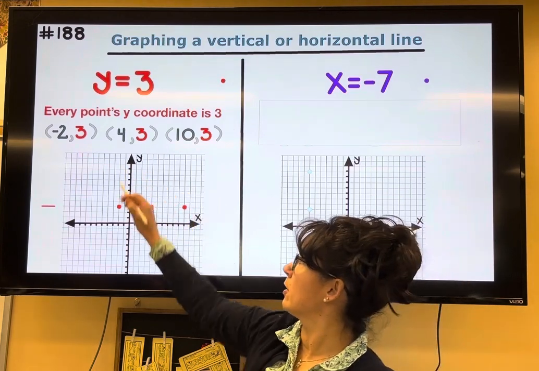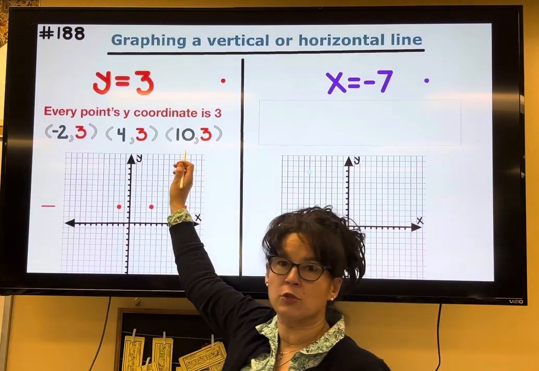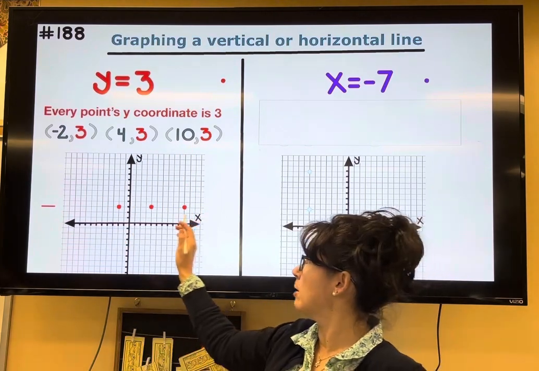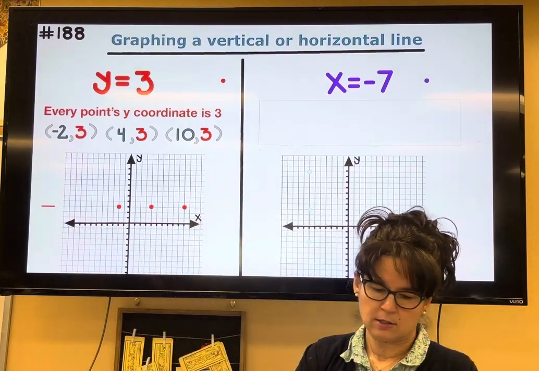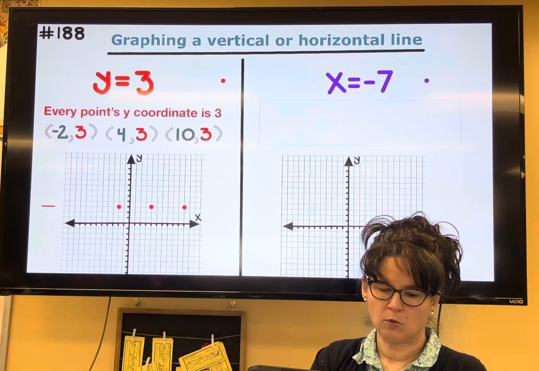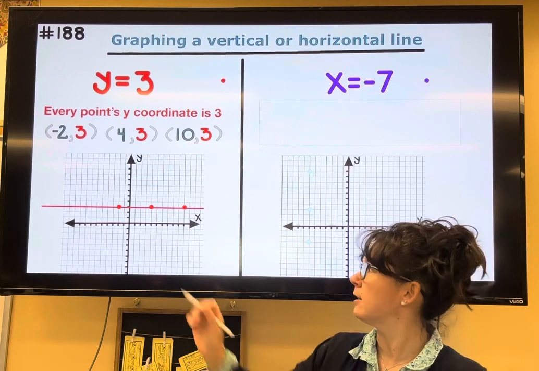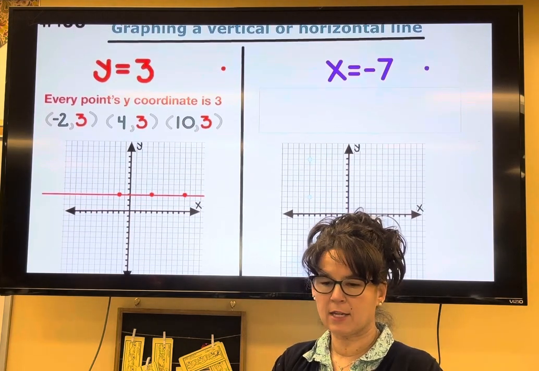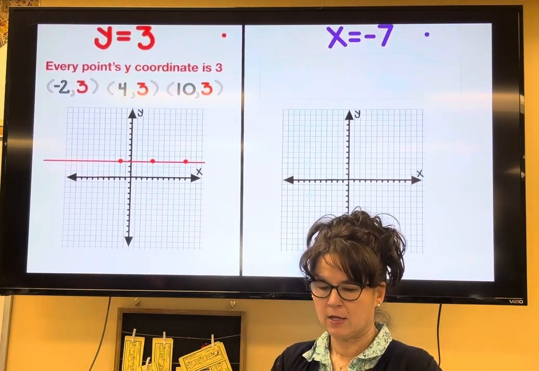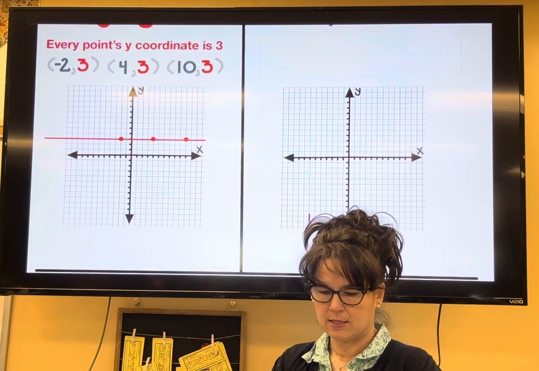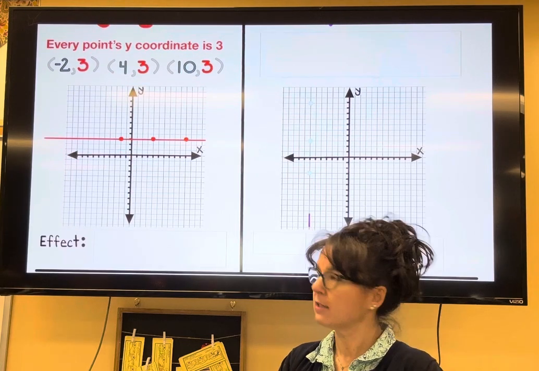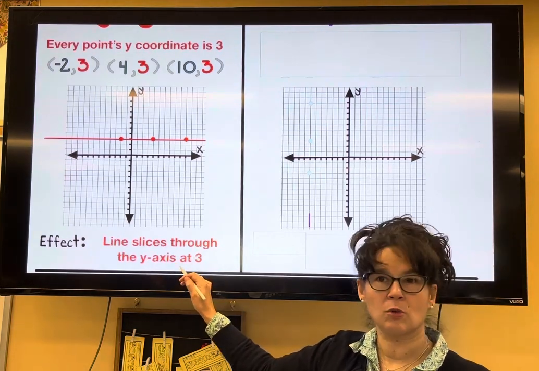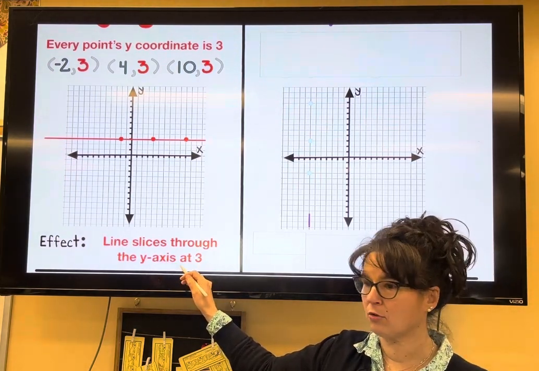See how no matter what number you choose for x, if you always let the y be 3, you're going to be at this height. So the line for y equals 3 is this line right here. Now a quick way to think about that is the effect is going to be, you have a line that slices through the y-axis at 3.